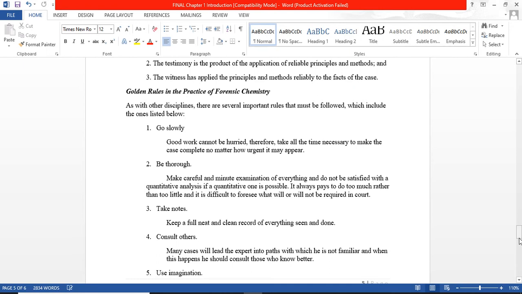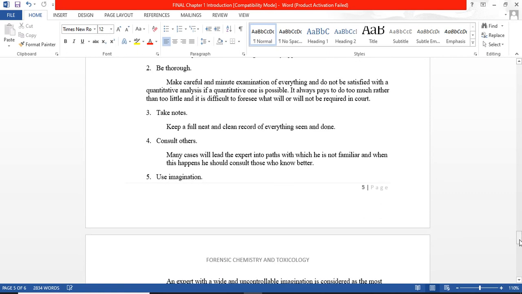Next is consult others. Hindi ka patuga-tuga. Ibig sabihin, many cases will lead the expert into paths which are not familiar, and when this happens, he should consult those who know better. Okay? As investigator, balaan mo gid nga may chance gid nga ikaw makasala, ang imong knowledge kulang pa. Therefore, you need to consult others. Hindi ka magpataas-taas gid. You need to know kung kaipan ka magpa-humble down kag mangayo bulig sa mas eksperyensyado kag expert sa imo.